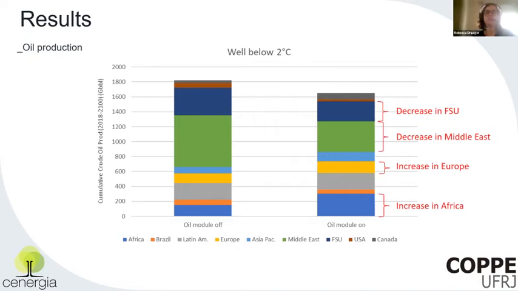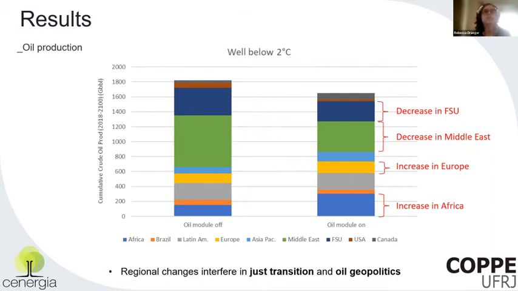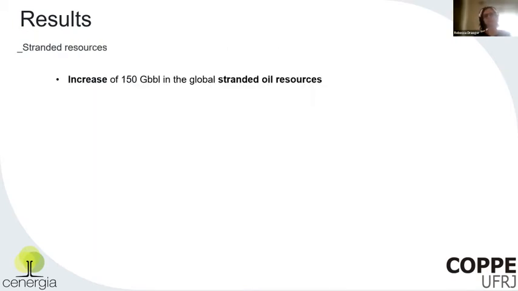Regarding the regional trends, there are some highlights here, like a relevant decrease in Middle East oil production. We also see a decrease in Russia and former Soviet states, and a significant increase in Africa production and also in Europe. So these regional trends bring critical implications for oil geopolitics, and also for a just transition discussion when considering countries whose economy heavily depends on the revenues generated by this energy source.